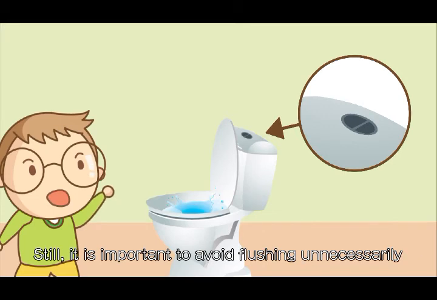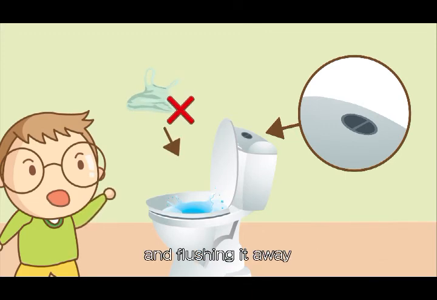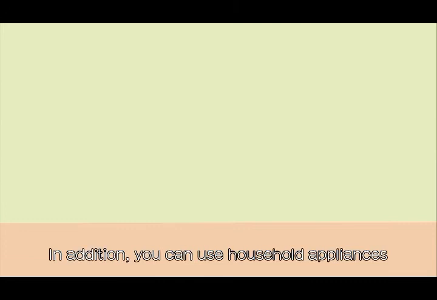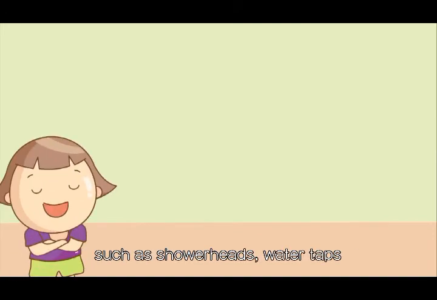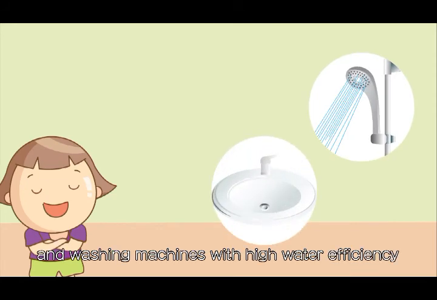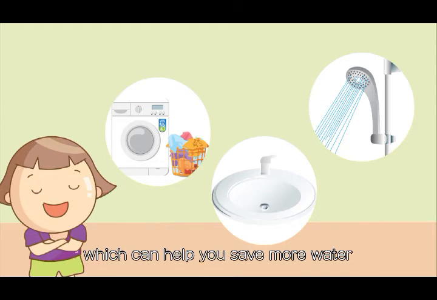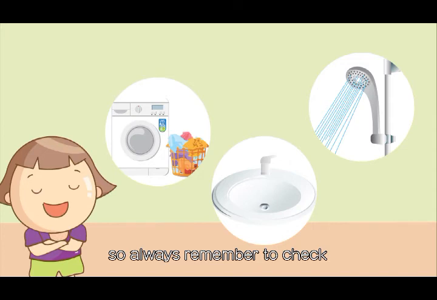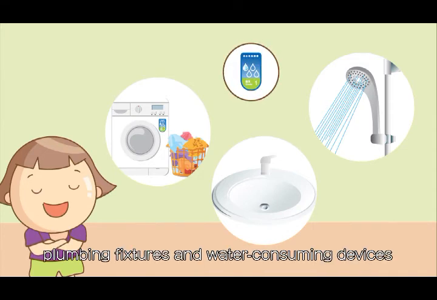Still, it is important to avoid flushing unnecessarily, such as disposing of trash into the cistern and flushing it away. In addition, you can use household appliances such as shower heads, water taps and washing machines with high water efficiency, which can help you save more water. So always remember to check the water efficiency label when buying plumbing fixtures and water-consuming devices.